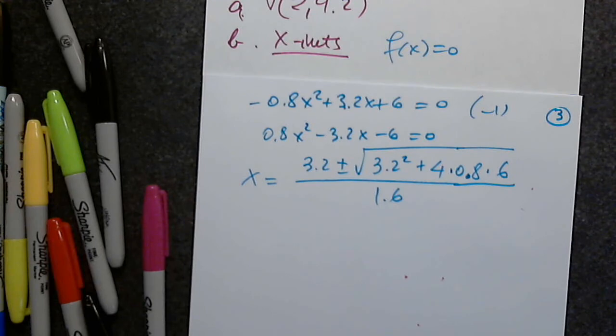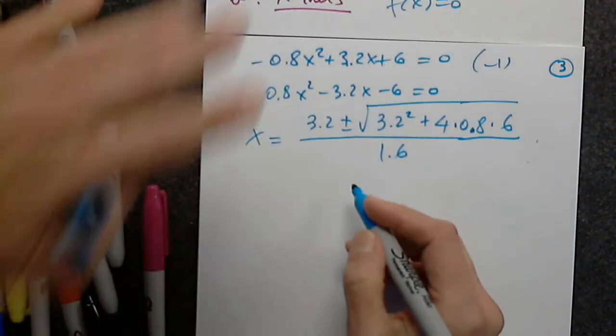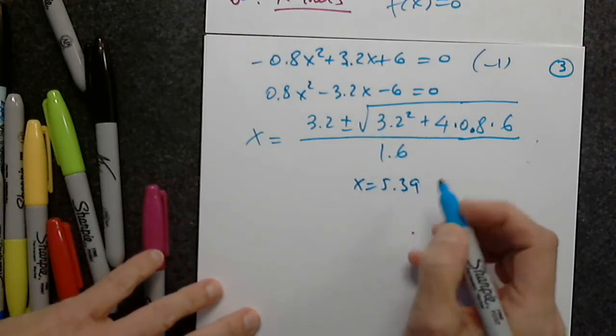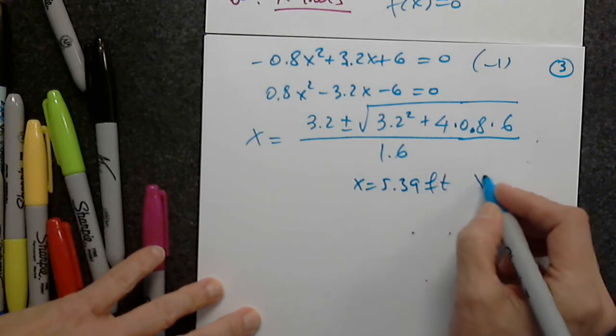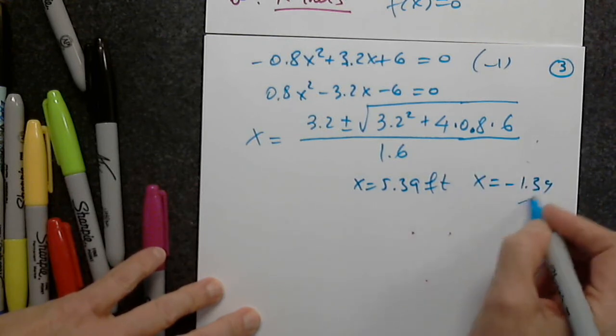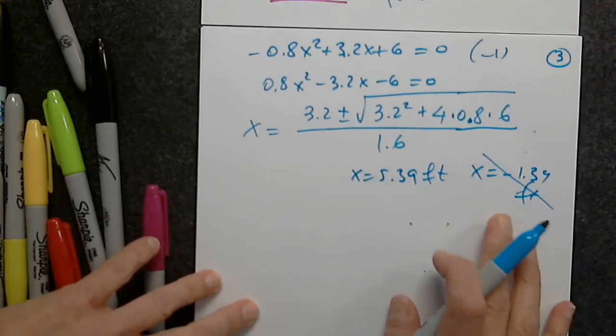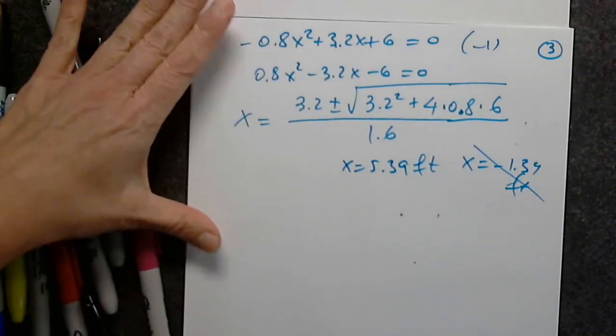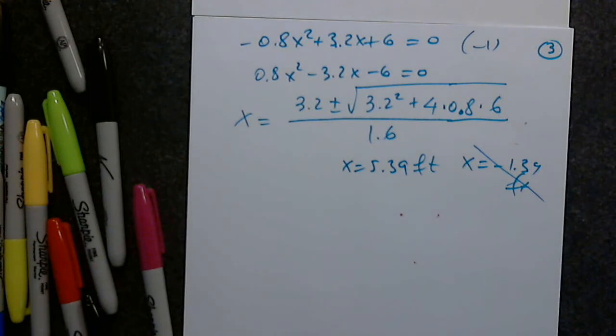So this one doesn't make sense. It's behind the y-axis. So x equals 5.39 feet, and x equals negative 1.39 feet. So that cannot be the maximum horizontal distance covered by the, I don't remember what it was, a ball or, and in part C, let me look what we were asked in part C.